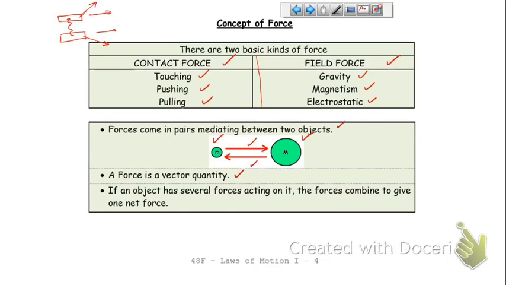A force is a vector quantity. It's got a direction and a magnitude. If an object has several forces acting on it, the forces combine to give a net force. If I have a billiard ball and I pull it in three directions, it doesn't become like chewing gum and get stretchy. It always stays as one object, and all that happens is it feels the net effect. It feels the overall effect. It doesn't know there's 3 or 5 or 7 people pulling on it. It just goes, I feel a force in that direction. And so it happens. So in a way, that's a simplification.